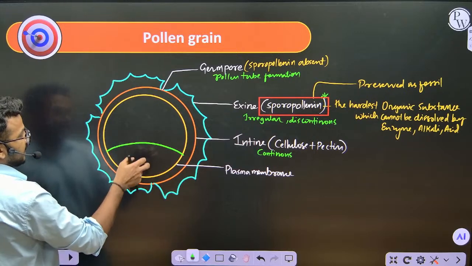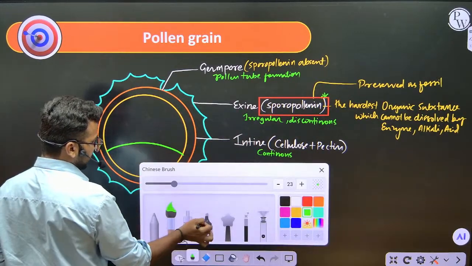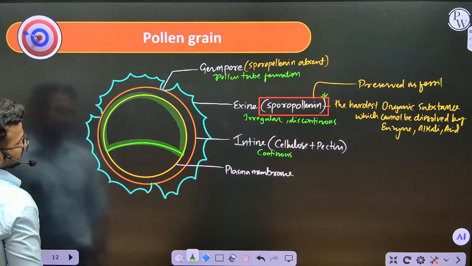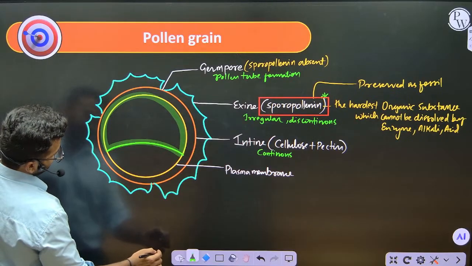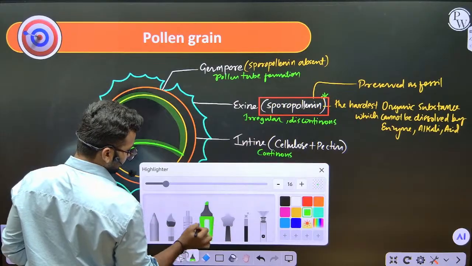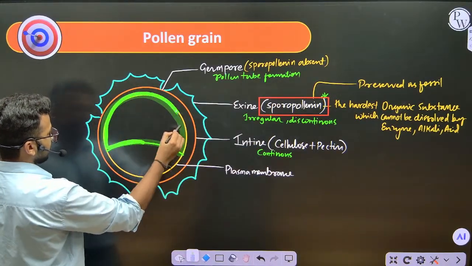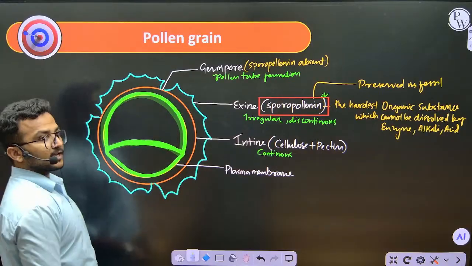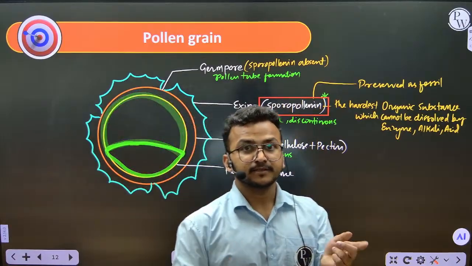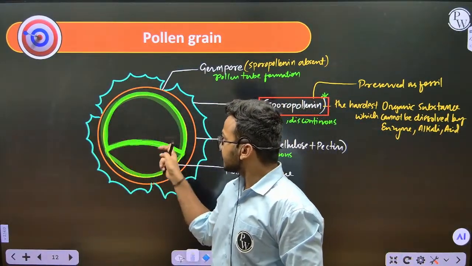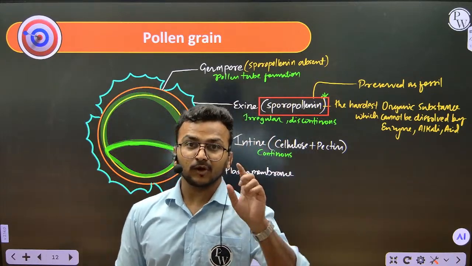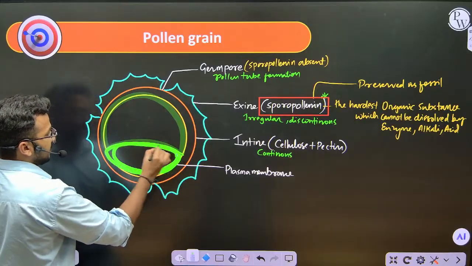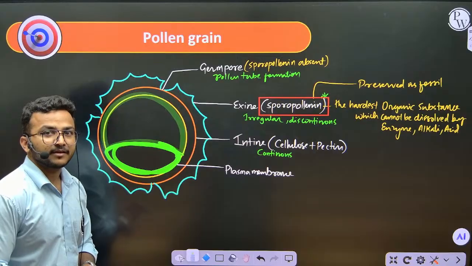So when asymmetric division takes place, it makes two cells. You can see there, this is a bigger cell here, and the lower one is a smaller cell. The bigger cell, which is bigger in size, I am calling a vegetative cell. And the smaller cell, I am calling a generative cell.